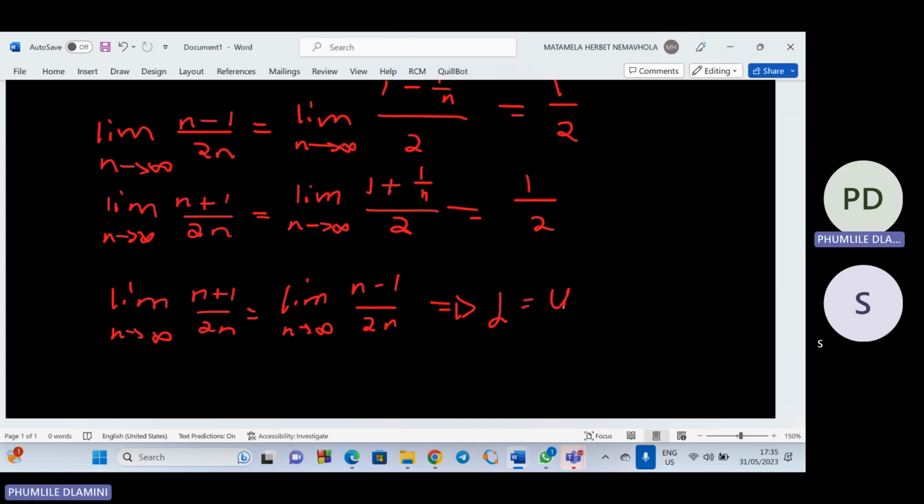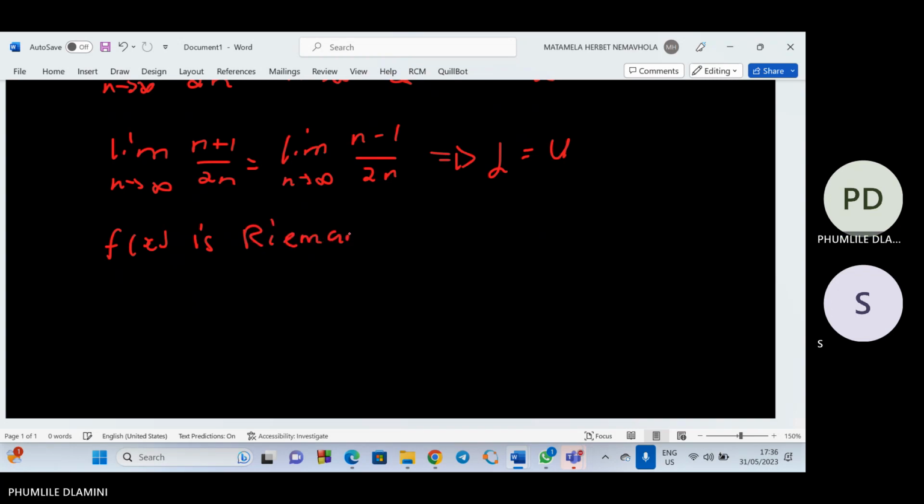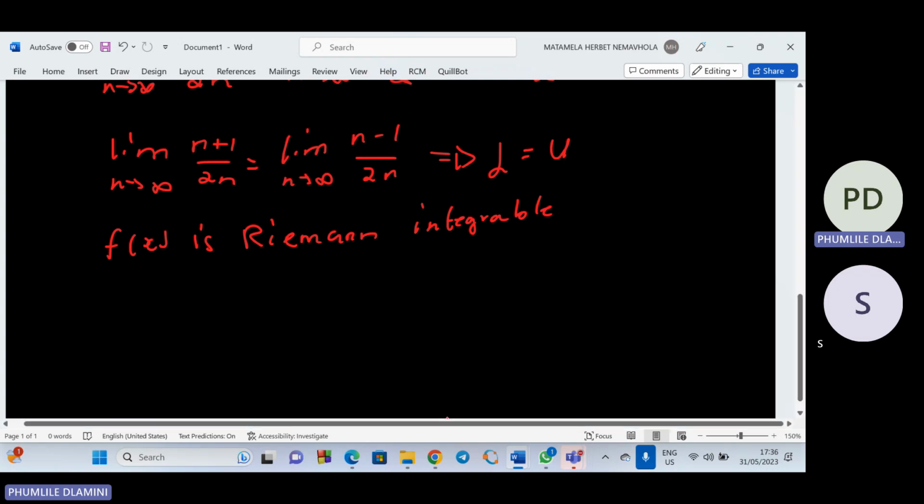Our U. So this implies that this function f of x, you have proven, I've given you the definition that if L equals U, then it means that it's Riemann integrable. So this implies that f of x is Riemann integrable. So just by doing that, you have just answered the question that we just did now.